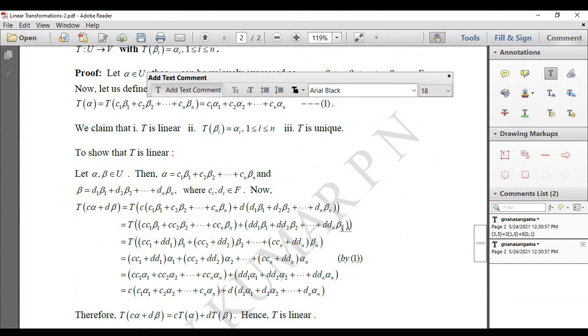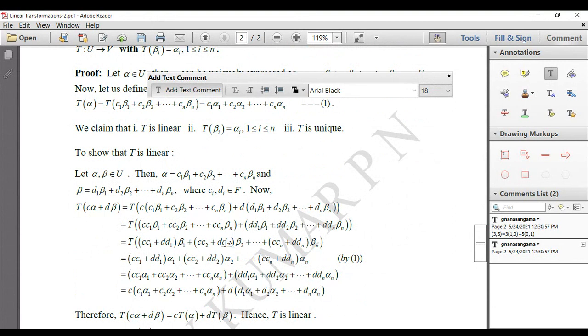Similarly, this. Now, see, because these are all vectors in U, by the vector space properties of U, club the terms of beta 1. See, here also beta 1 is there, here also beta 1. If you take beta 1 outside, then you'll get (C into C1 plus D into D1) into beta 1.